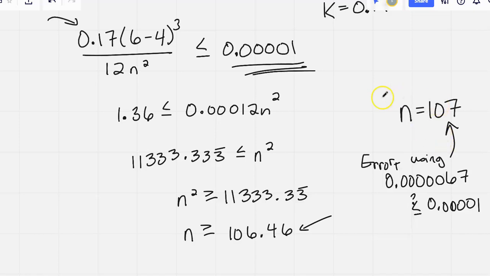Could we use a different n to get even closer, but still less than 0.00001? Yes. What this calculated was the n such that if we at least use n equals 107, we'll be fine. Could you use something a little bit less? Yes, you could and still be within that error bound. But this one is the least amount where we're ensured that we're going to be under that amount of error.